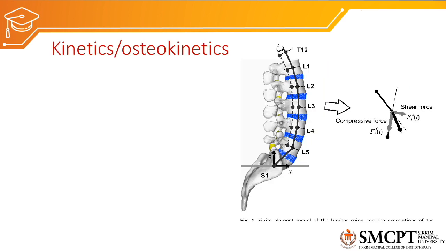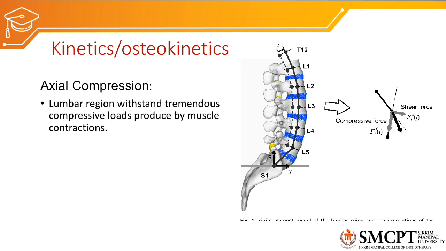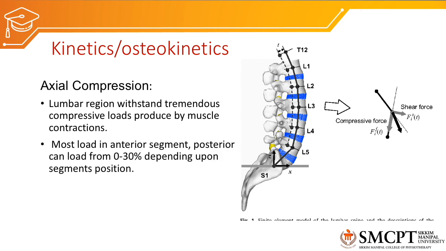Coming to kinetics, that is, the forces acting on the intervertebral disc as well as the vertebral spine. Let's talk about axial compression. The lumbar region withstands a tremendous amount of compressive load produced by muscle contraction as well as the load of the upper part of the body. Most load is passed through the anterior segment of the lumbar vertebra. The posterior can load from 0 to 30 percent depending upon the segment's position.